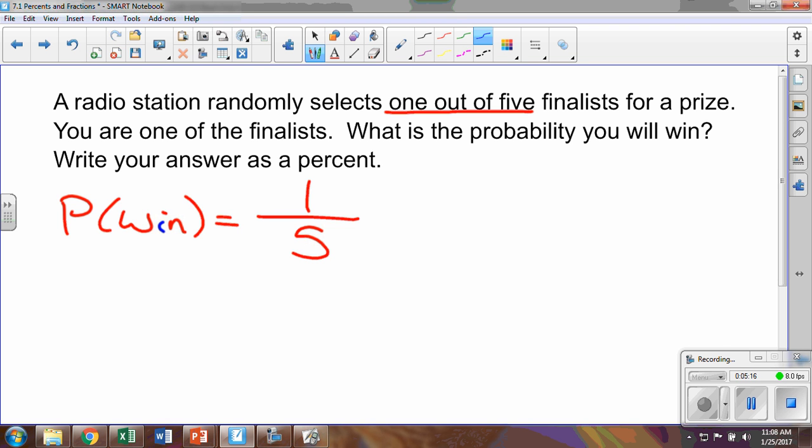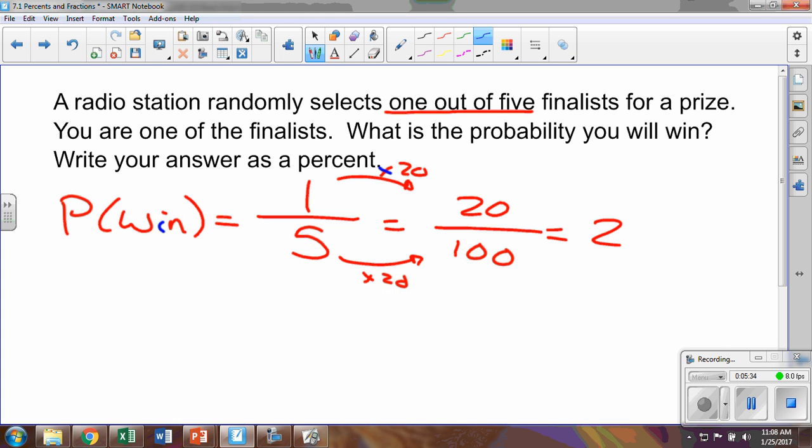20 over 100. So now we're looking at this and saying, what percent is that out of 100? Solving it any way you want, I like the equivalent ratio simply because it's so simple. That gives us 20. Thus, it's 20%. We're done. The probability that you win is 20%. Okay, next.